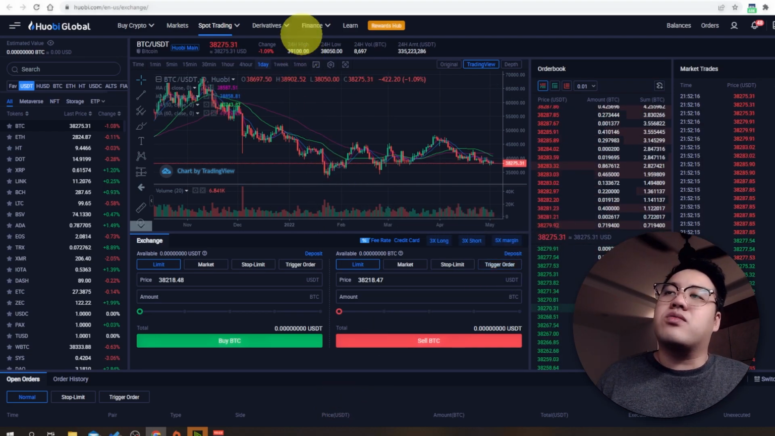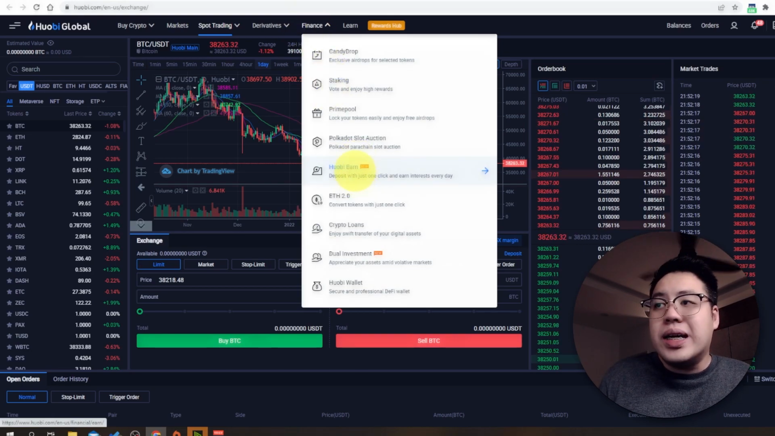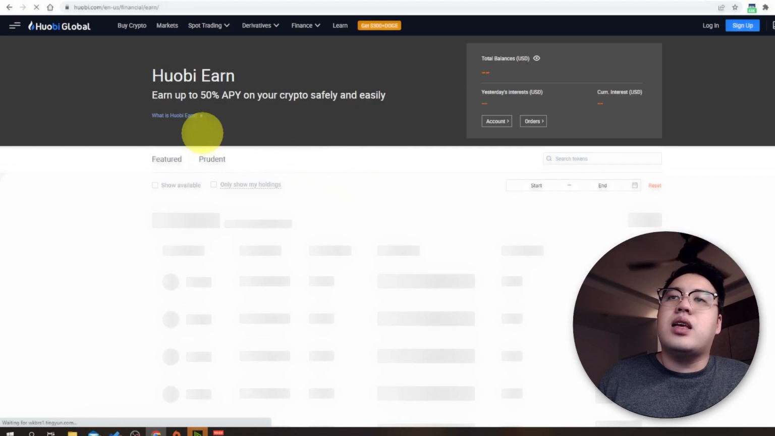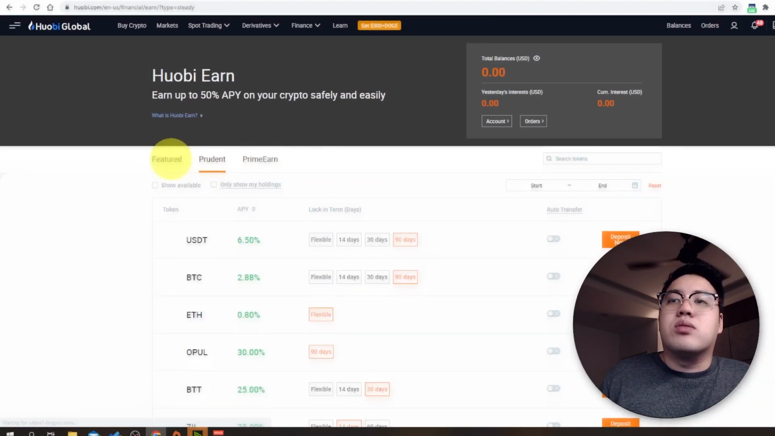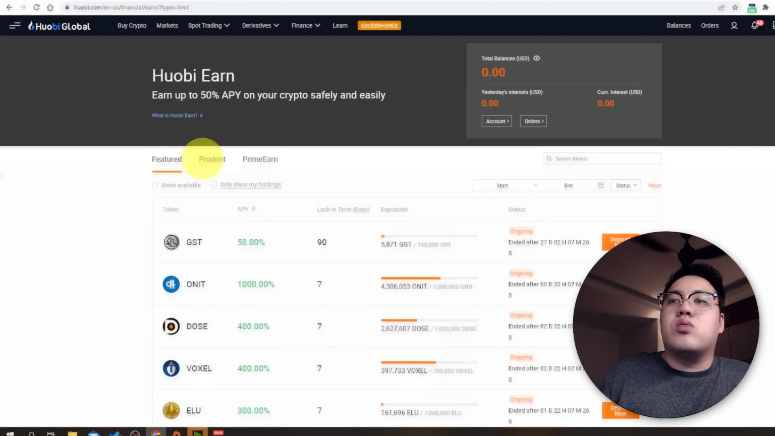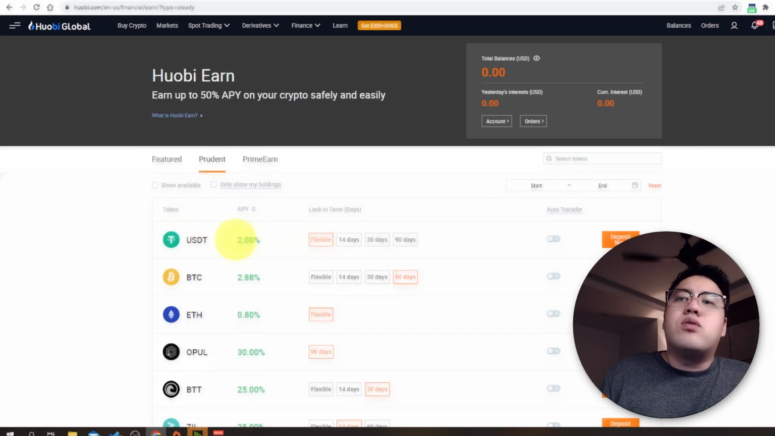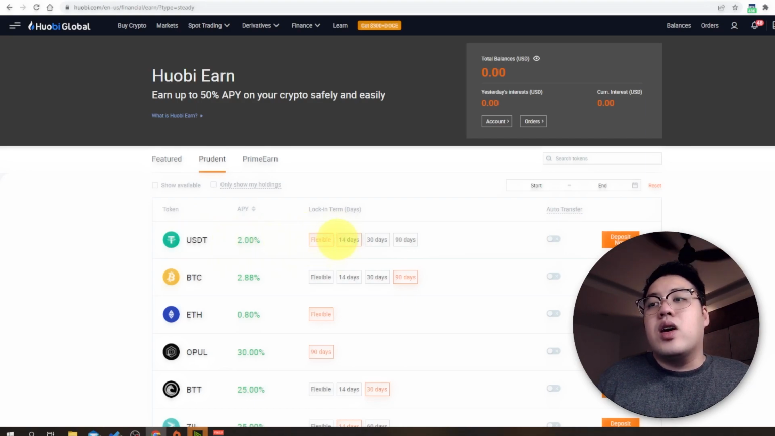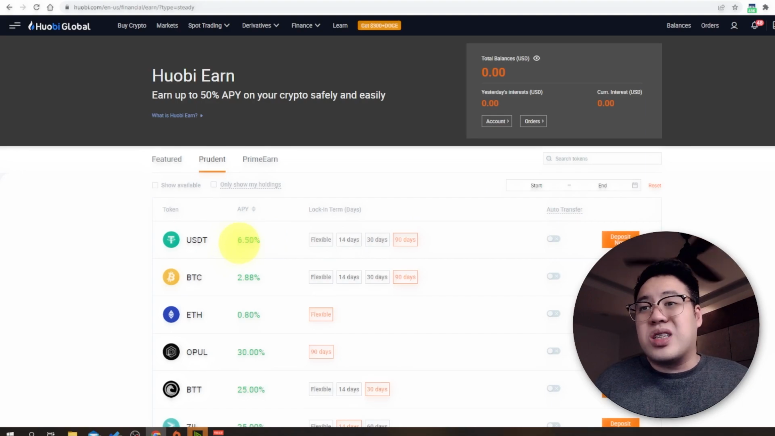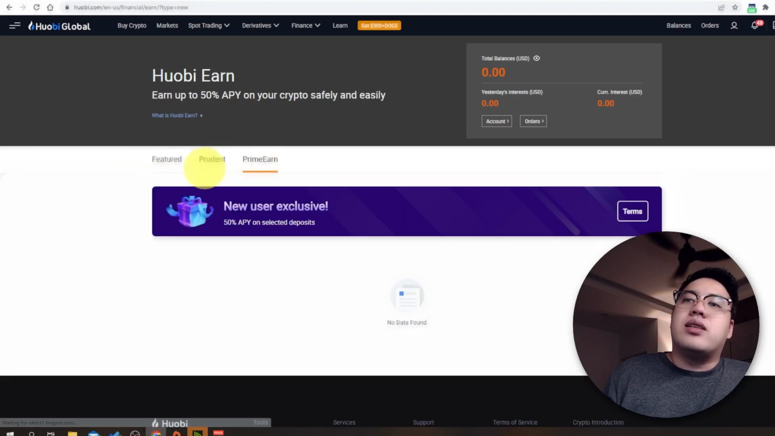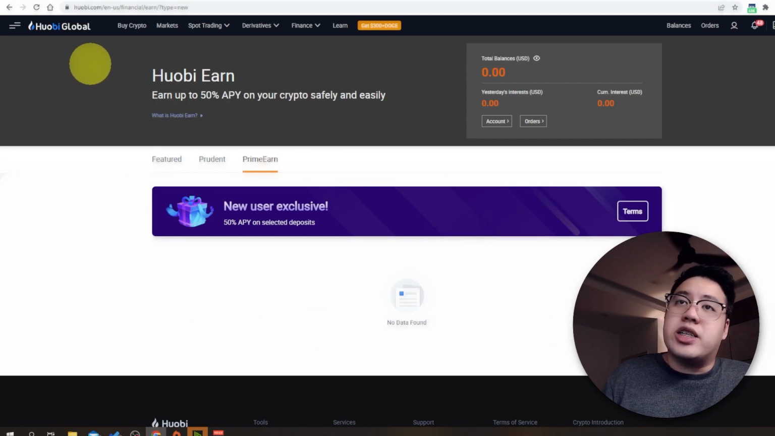If you look at this Finance section on top here, you will see Huobi Earn. You click on it, and you can see you can earn up to 50% APY on your crypto safely and easily. Of course here you won't be able to see anything, but let us get into the Prudent section, where you can see it's like a fixed deposit, or staking, anyway. You will get a certain number of APY. For example, flexible you will get 2%, 14 days you will get higher, 30 days higher, and 90 days higher, all the way to 6.5%. If you click on this Prime Earn, you actually get more percentage from it.